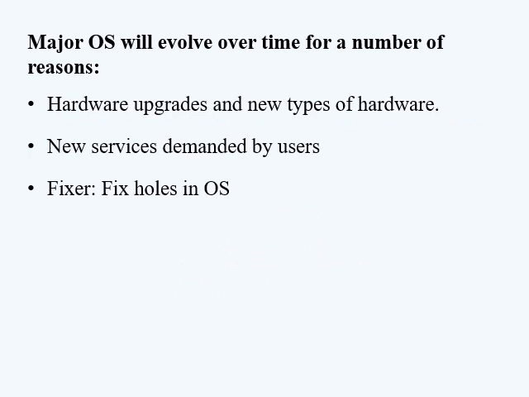The primary reason for OS evolution is listed in this slide. The OS may evolve whenever hardware upgradation happens or a new type of hardware is introduced in the market. Also, if any new services are demanded by the user, and to fix any holes in the OS, the major OS evolution will happen.